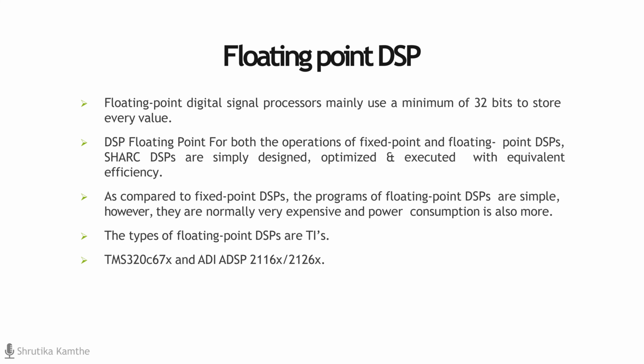These DSPs are simply designed, optimized and executed with equivalent efficiency. Here the multiplier and ALU must be able to quickly perform the floating point operations as well as the fixed point operations. As compared to the fixed point DSPs, the programs of the floating point DSPs are simple. However, they are normally expensive and the power consumption here is also very large. The types of the floating point DSPs are TMS320C67 and the series of ADI ADSP 21166.